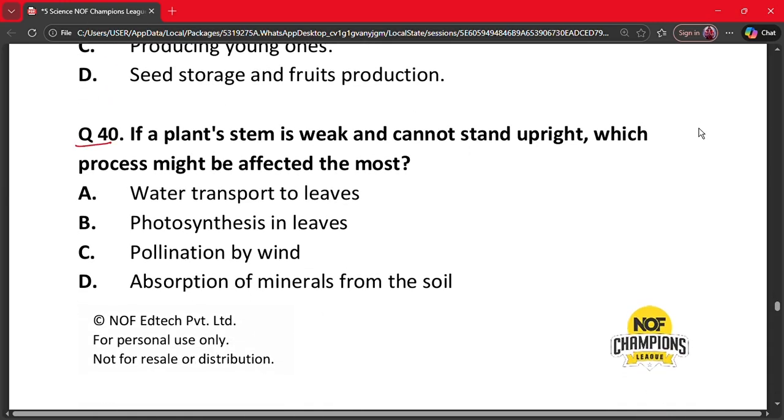If a plant stem is weak and cannot stand upright, which process might be affected the most? A. Water transport to leaves. B. Photosynthesis in leaves. C. Pollination by wind. And D. Absorption of minerals from the soil. The correct answer is option B. Photosynthesis in leaves. If stem can't hold leaves upright, leaves won't get enough sunlight for photosynthesis. So option B is correct.